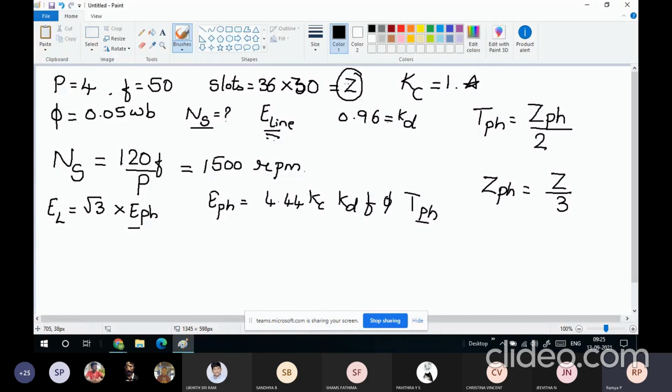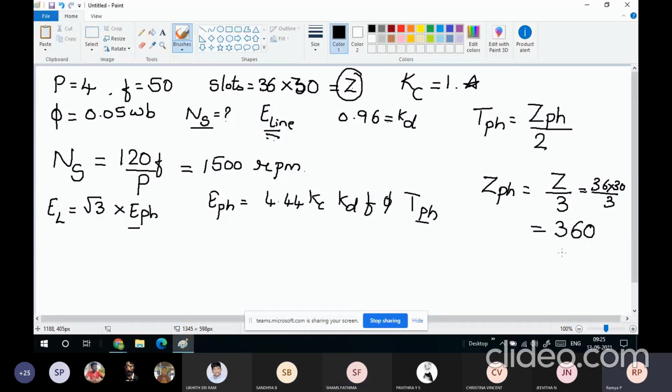Now, what is this Z? Z is nothing but 36 into 30. I will just write as such. It is 36 into 30 divided by 3. Can you just tell me what is the value for Z phase? 600, ma'am? Is it 600? No, ma'am, 360. 36 into 30 divided by 3. So it is 360. So per phase it is 360.